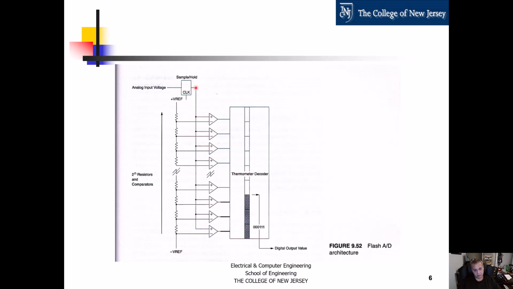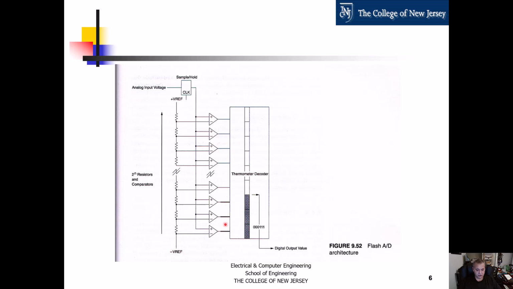Now this box here is just sampling, based on a clock, the analog input voltage, holding it in a capacitor and presenting it to the comparators all at the same time, so it can be compared to the different voltage ranges or voltage bins in the range.